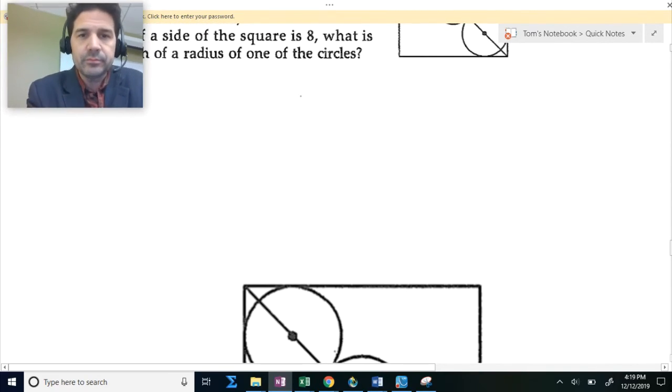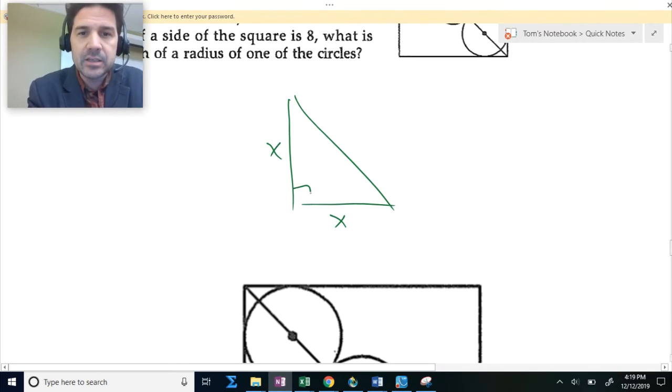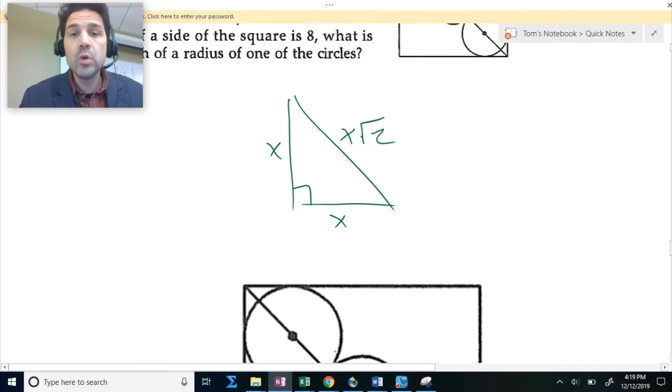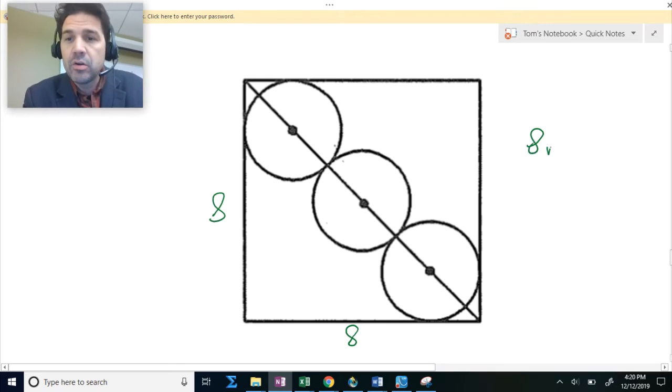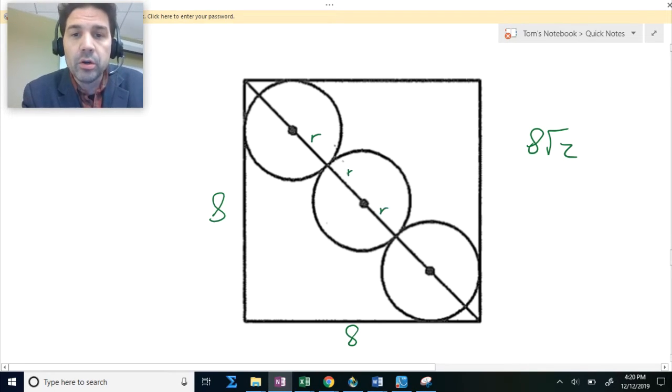So, 45, 45, 90. If this is x, this is x. This is x radical 2. So, if this is 8, and this is 8, the entire diagonal is 8 radical 2. But the diagonal is also R, R, R, R, 4 R's actually. And then these two things that are a little bit bigger than R.